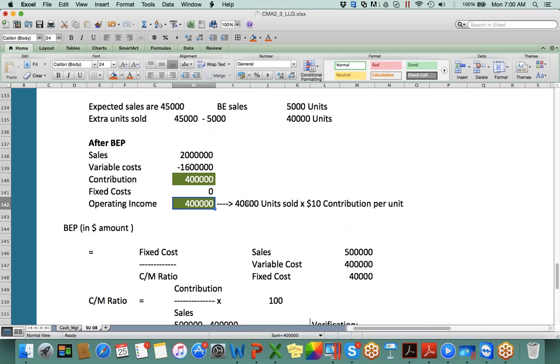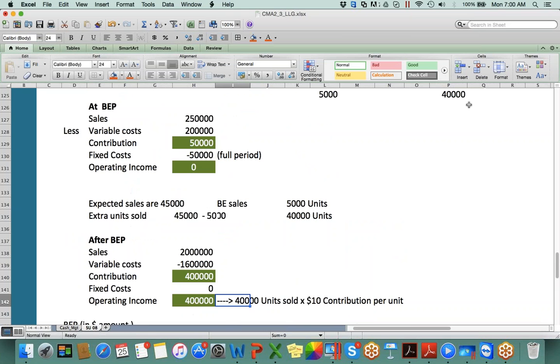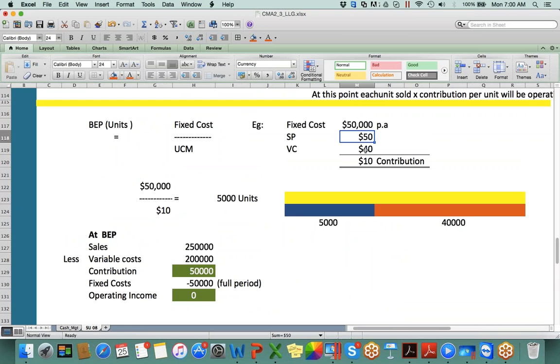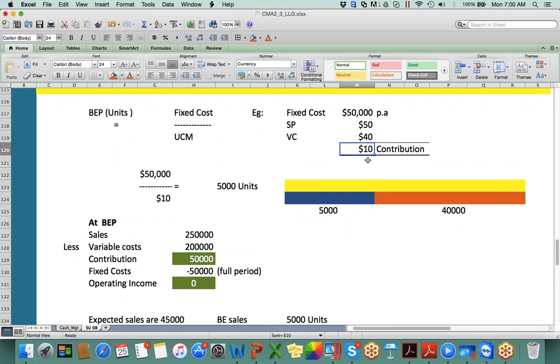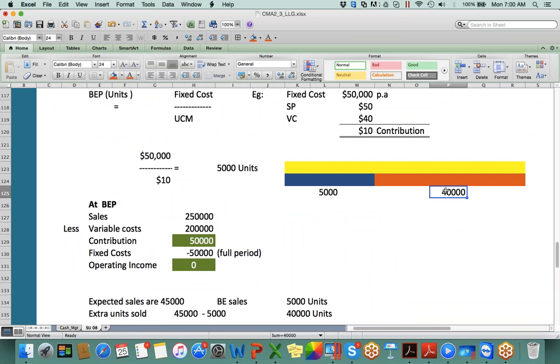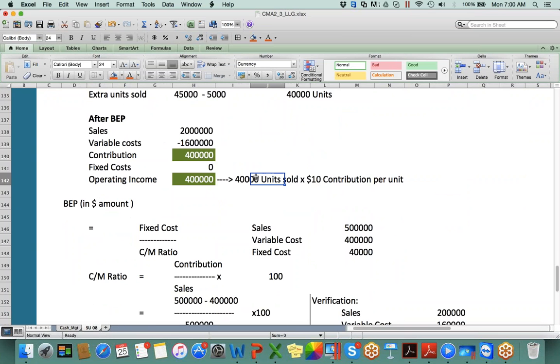And if you observe here, for these extra 40,000 units, selling price is 50, variable cost is 40. So contribution, you observe it, profit here. This profit is nothing but 40,000 excess units after the break-even point times the contribution. You got it here. So you don't need to find the profit like this. Every additional unit you sell after the break-even point will give you profit, which is equivalent to contribution margin.